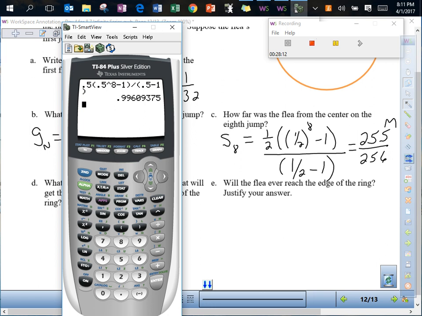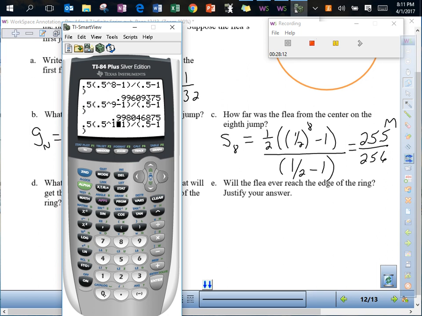So as a decimal, I'm at 0.996. I need to be within 0.001. So I need to make that say 0.999. So guys, I'm going to go second entry, and I'm going to change this 8 to a 9, meaning my 9th jump. If I do that, now I'm at 0.998. So after the 9th jump, he's 0.998 of a meter. I'm not within 0.001 yet. Let me go second entry again, and let me change this 9 to a 10.